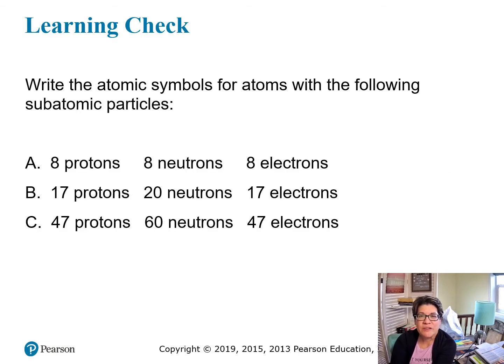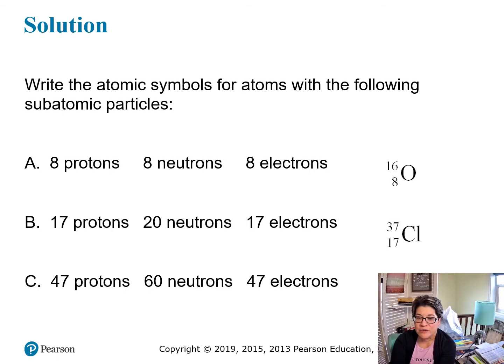What about this? Can you write the atomic symbols showing the atomic mass and the atomic number for each of these? You'll use protons to figure out what element it is, and then you'll add these two together to find the mass number. See how you do. There you go. So you have those 3 examples, and that's how you write them.